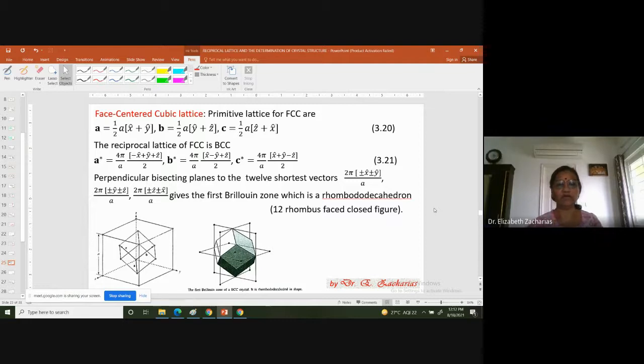Similarly, for an FCC, it can be shown that the reciprocal lattice will be BCC, and the first Brillouin zone in this case will be a rhombododecahedron. A rhombododecahedron is a 12-faced closed figure where each face is a rhombus.